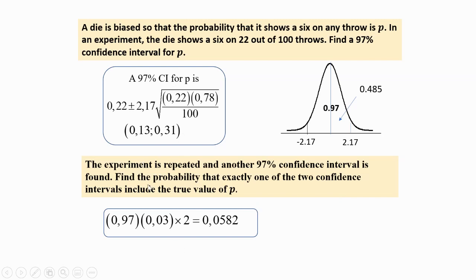Okay, so maybe it needs a bit of thought, but think about it. 97%, remember, is your probability. So what's the probability of success is 0.97. What's the probability of failure is 0.03. So you could even do a binomial. All right.